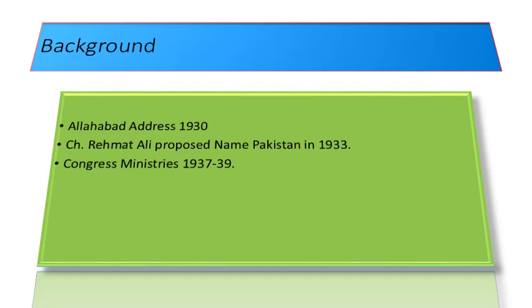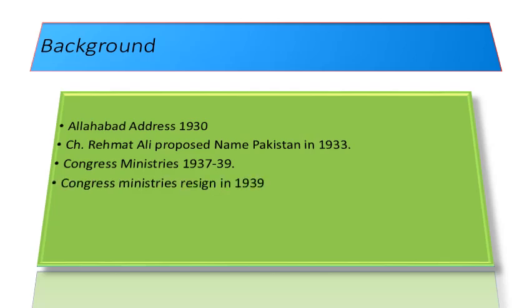In 1939, Congress resigned because in 1939 World War II started and the British aligned against Nazism and fascism. When the British announced the war against Nazis and fascism, Congress demanded that they would not be part of the war unless they were granted full independence, right? While the British were not ready to accept their demand, hence Congress ministries resigned from government. So after that, the Muslim League decided to present a demand of a separate homeland in 1940.